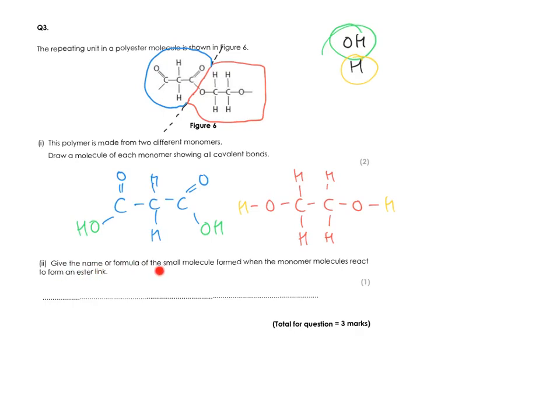Give the name or formula of the small molecule formed when the monomer molecules react to form an ester link. So this is your ester link here that's joining these two molecules. Now this is condensation polymerization. So remember what I said, that water is the small molecule that is formed when those monomer molecules react.